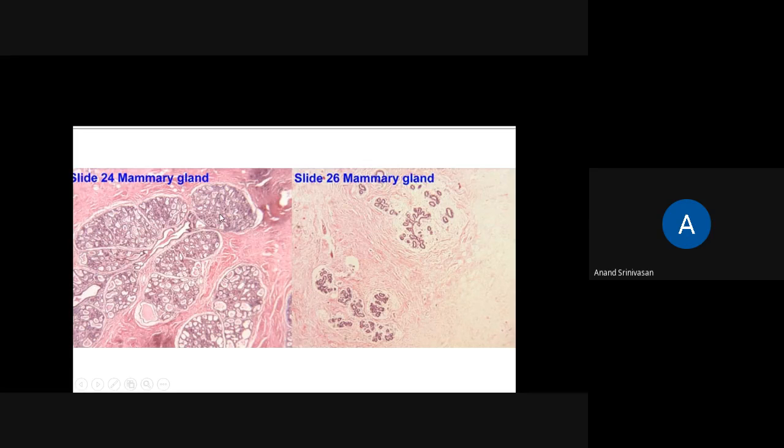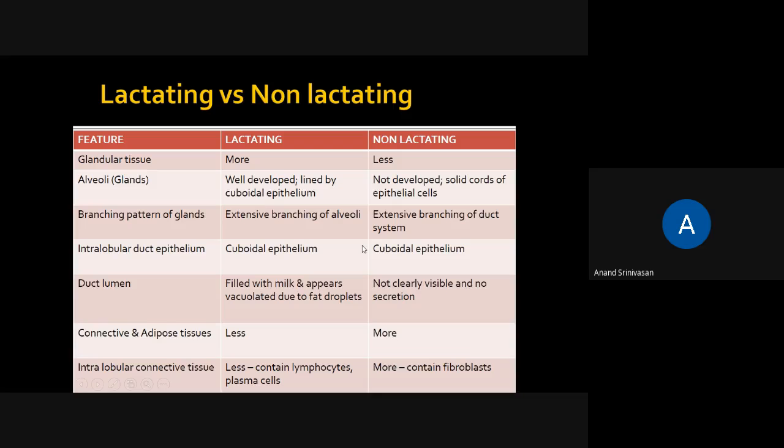What is the difference? Here the glandular development is more, here the glandular development is less. Here the stroma is less, here the stroma is more. So glandular tissue in a lactating breast is more, in a non-lactating it is less. The alveoli or the glands are well developed, here they are not developed. The branching pattern of glands is extensive, here it is not much extensive, only the ducts can be seen. The intralobular duct, both are same. The duct lumen here is filled with milk because it's lactating, here no milk. The connective and adipose tissues, that is the stroma, the fatty tissue is more in non-lactating, whereas in a lactating it is less.